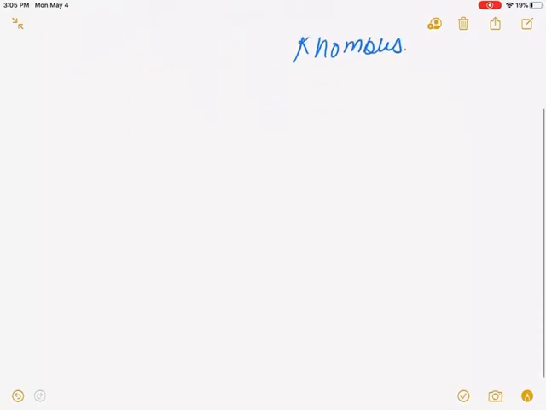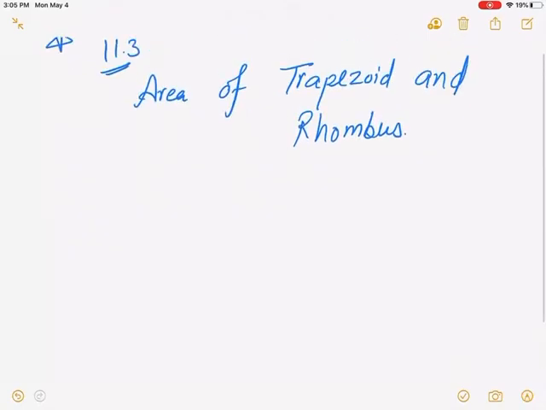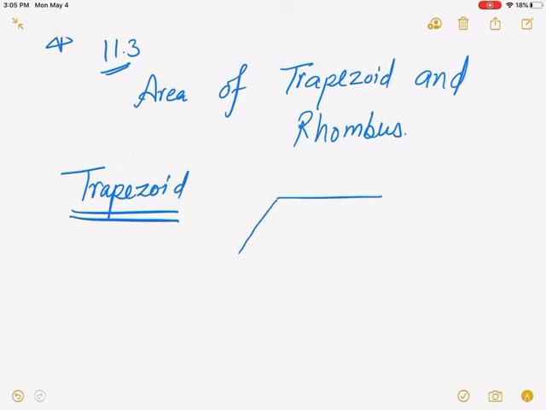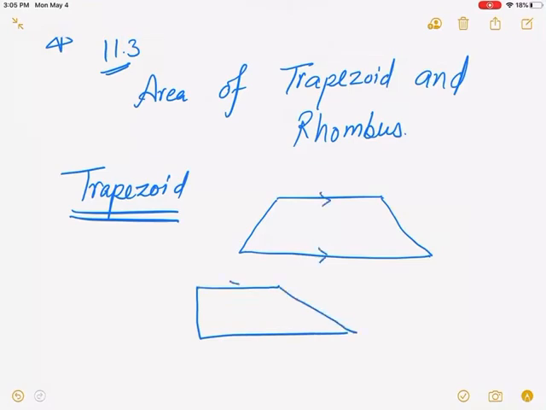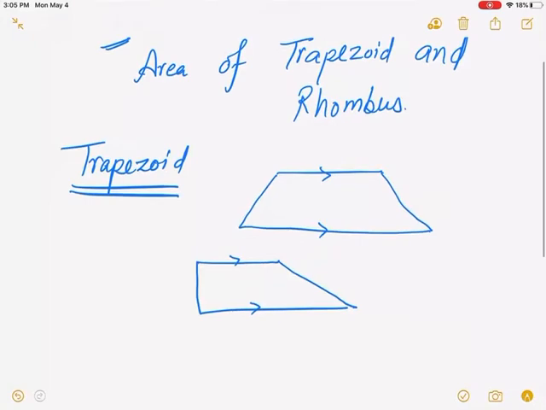Okay, first let's try understanding how each shape looks. When I say trapezoid, what's so special about this shape? Normally with a parallelogram we see two sets of parallel lines, but in a trapezoid we see one set of parallel lines. You could see something like this, or like this. As long as you see one set of parallel lines, that's a trapezoid.